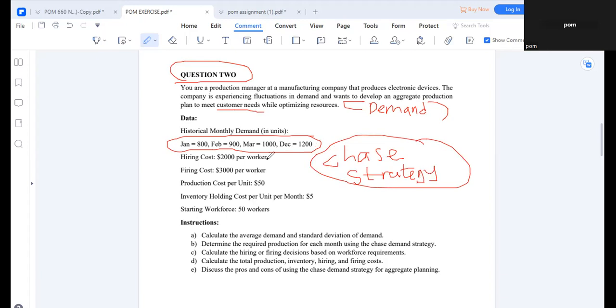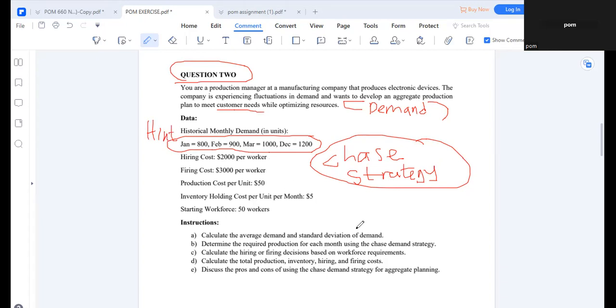So if the demand is increasing here, it's an eye opener. It's an indicator that we need more workforce because the demand is high. So you don't expect to lay off, because the demand of January was 800 units, meaning that the workforce could be less than that of February, 900. We needed some more people in February, some more people in March because of the demand, and some more people in December. This is a hint that because of the increase in demand, you need more workforce.